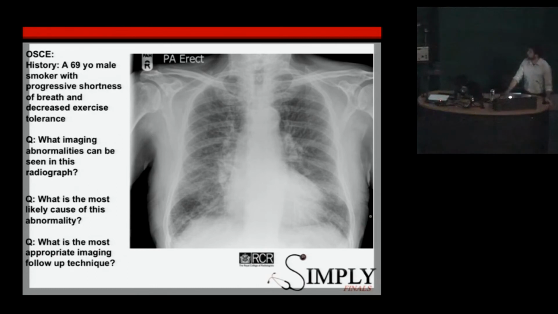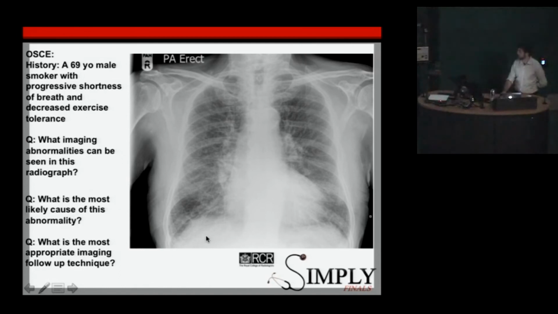So another one, 69-year-old smoker, progressive shortness of breath. Without seeing the X-ray, what's it going to show? COPD, yeah. Sorry, it's not COPD. Or heart failure, which is this one. So what are the abnormalities on this X-ray? Yeah, so we've got alveolar edema, cardiomegaly, curly B lines.